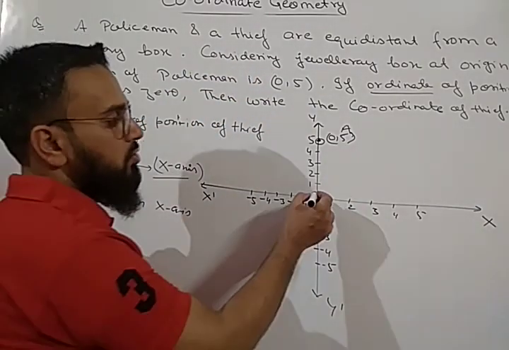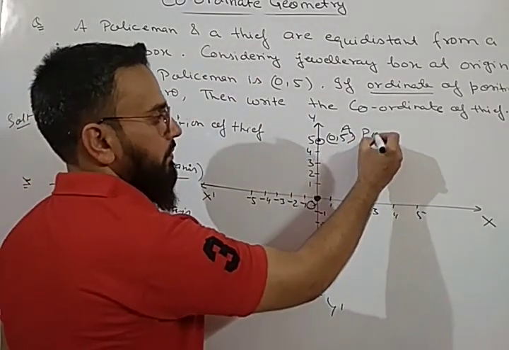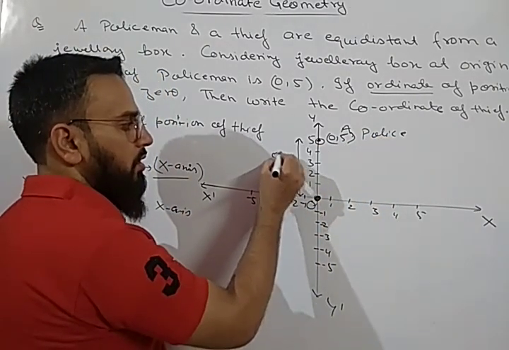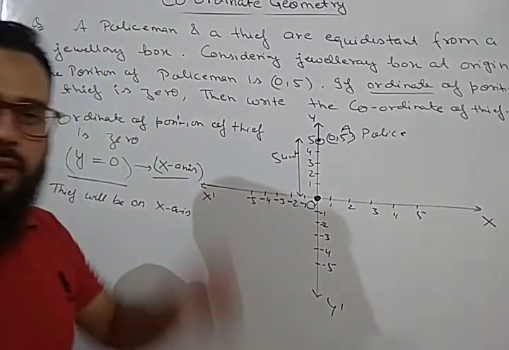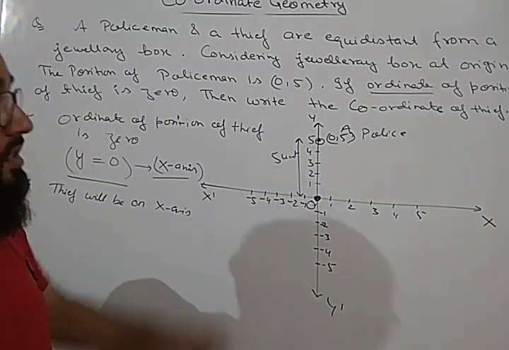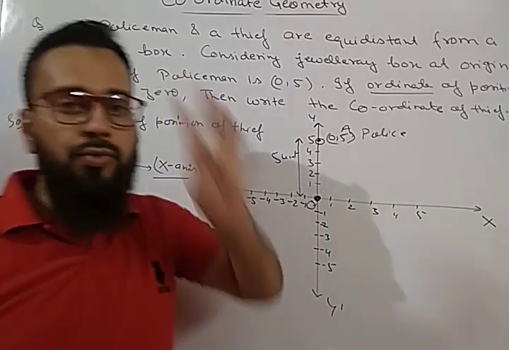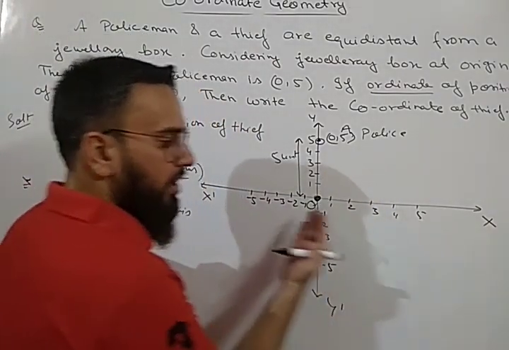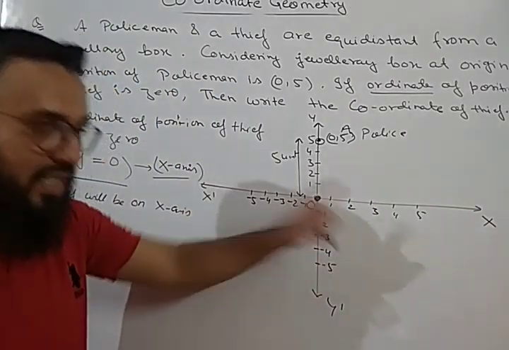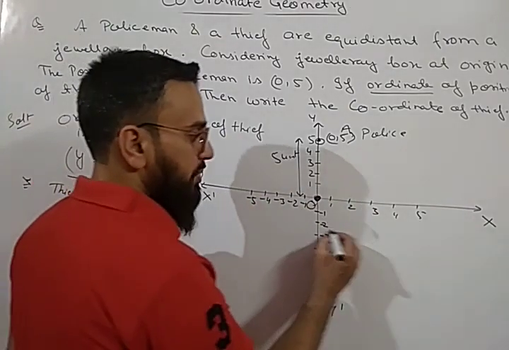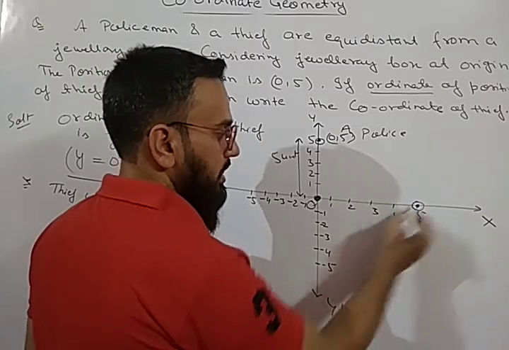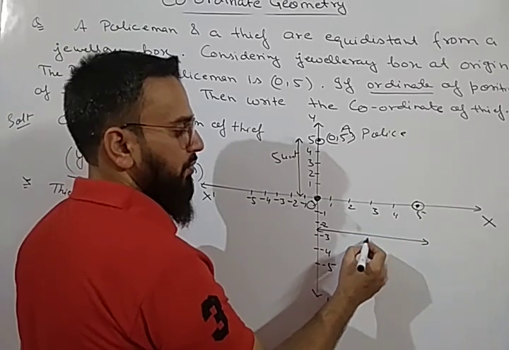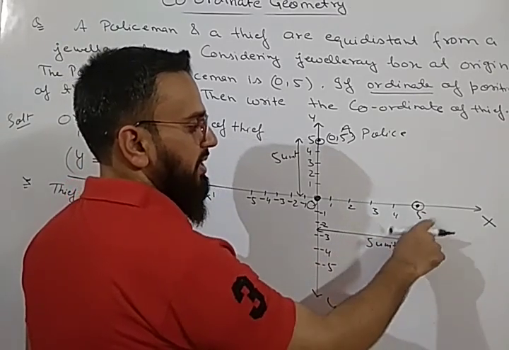So what is the distance of the police? This is the policeman. The distance of the policeman from the jewelry box is 5 units, and the distance of the thief will also be 5 units. Now 5 units may be on the right side or it may also be on the left side on the x-axis. It means the thief may lie at this point at a distance of 5 units from the jewelry box. This is the jewelry box, the distance is 5 units.